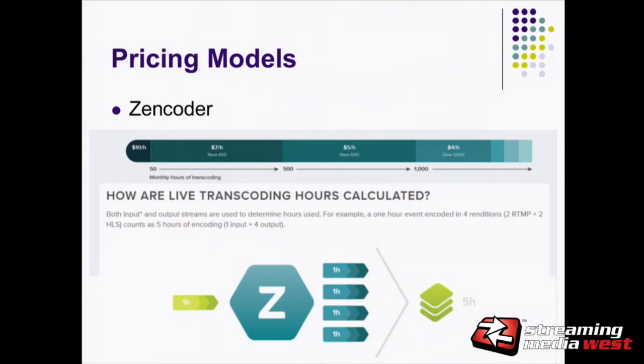And what is a live hour? The live hour is, and we see this on the bottom, we've got 1 hour input, and then 4 output streams, that's 5 hours. So if you had a 1 hour event with 5 output streams, at the highest cost, it's going to cost you $50. And then the numbers are going to go down from there.